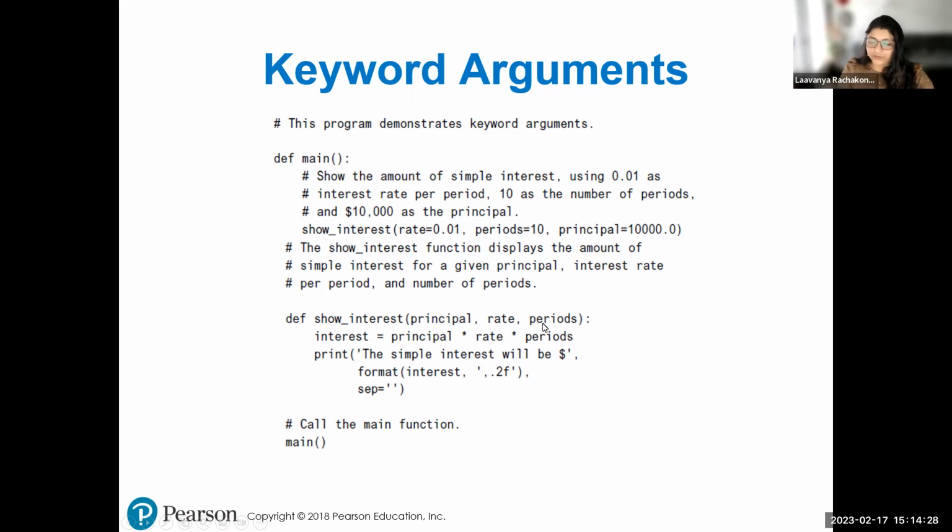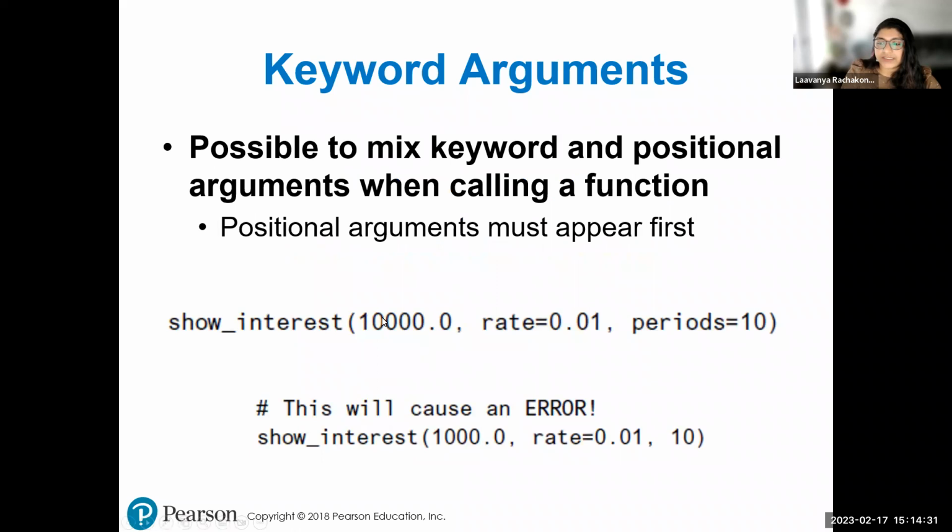So, let's take a look at this example here. Let's say for the principal, I do not want to define any parameter. I'm just using that as 10,000, but I'm defining my other two arguments. So I have my parameter rate is equal to my argument 0.01, comma, periods is equal to 10, which is my argument. So when I'm creating this show interest function, if I just have 10,000, rate is equal to 0.01, 10, it will cause an error.